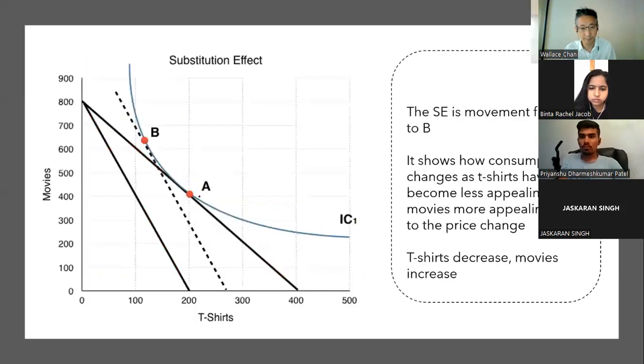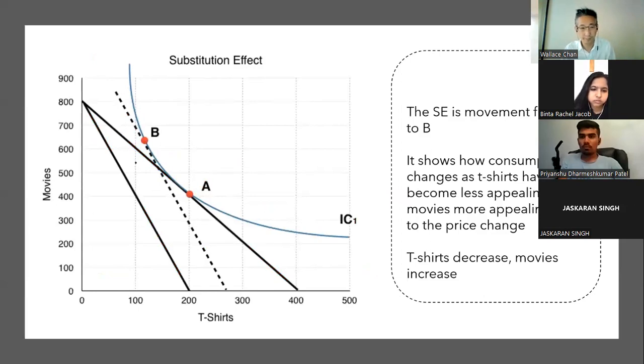So I have a better diagram here, which is from the textbook. So this was your old budget line. This is your new one. I'm going to try to shift this till it becomes tangent to the old indifference curve. So this gives me a new point, B.